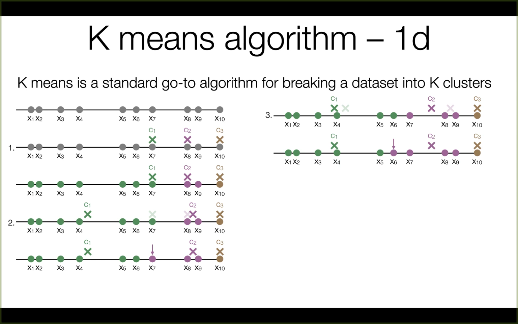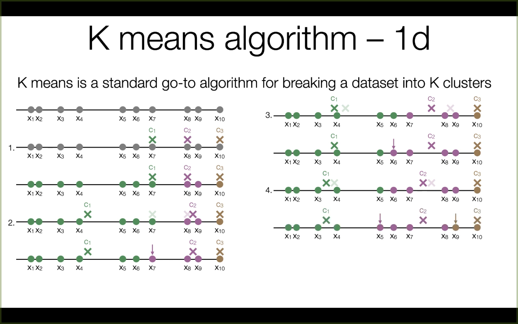I relabel points, and now when I relabel points, x6 goes purple on me. When x6 goes purple, again, the green and purple means move left, and notice that C3, the yellow mean, is still sitting where it is because no points have changed that influence it. This shift in means causes a shift in points as well, so now x5 turns purple, but notice that at the same time, x9 turns yellow.